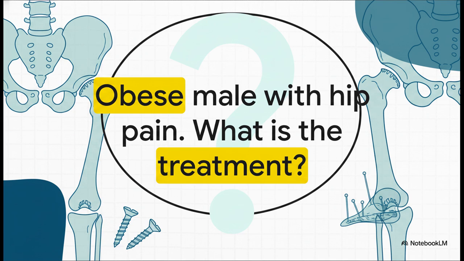A 13-year-old obese male presents with chronic knee and thigh pain, an altered gait, and obligatory external rotation of the hip. What's the most appropriate treatment? A. Physical therapy, B. NSAIDs, C. Cast immobilization, D. Surgical stabilization of the femoral head, or E.